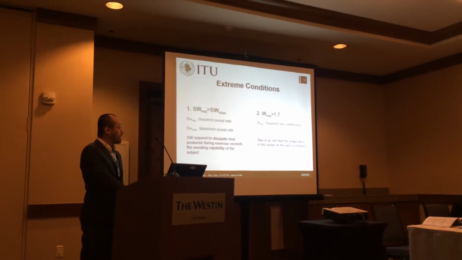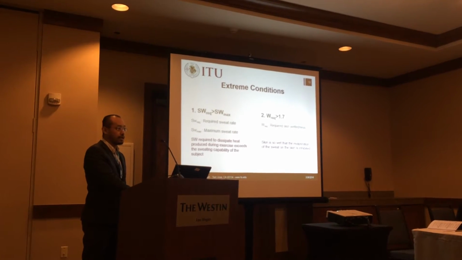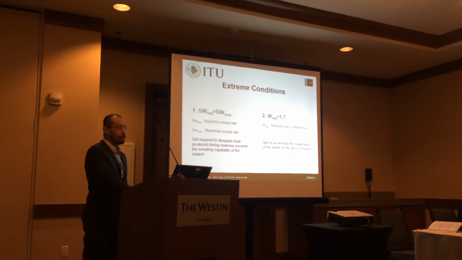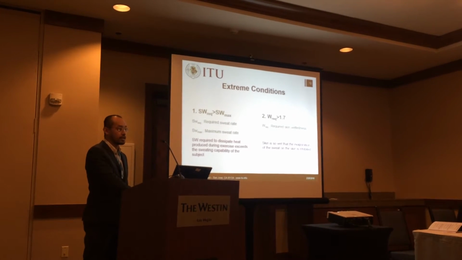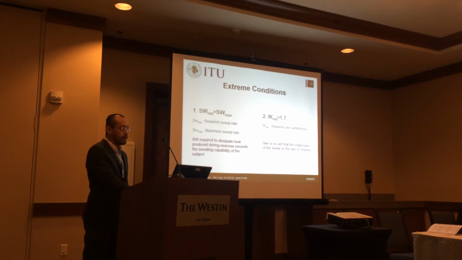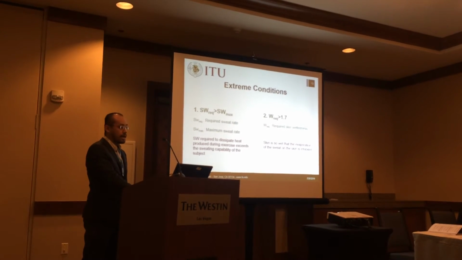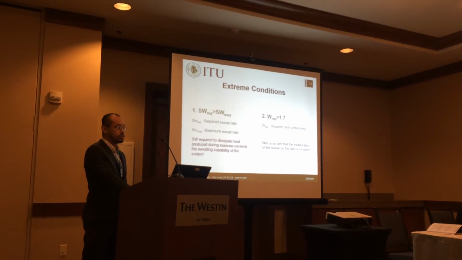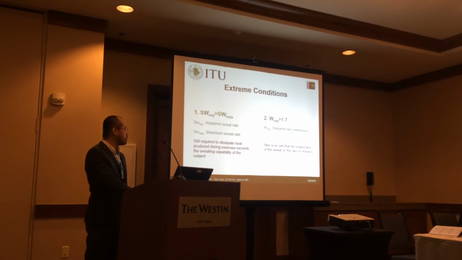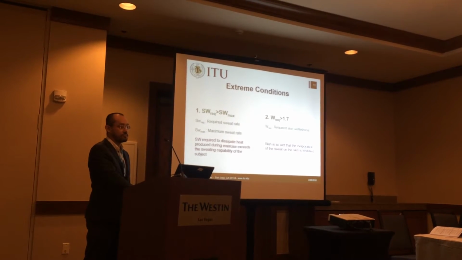But today, what we would like to emphasize is the extreme conditions. Because the human body is not like a normal object, it has limitations and constraints of its own. So extreme condition 1 is that the required sweat rate is larger than the maximum sweat rate. It means that the sweat rate required to dissipate the heat produced during exercise exceeds the sweating capability of the subject.